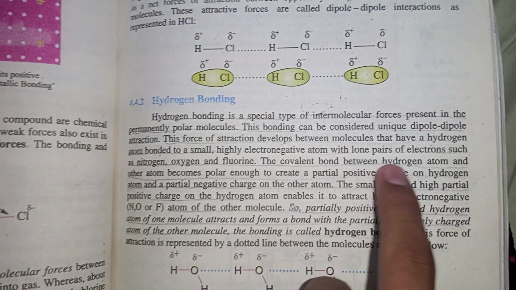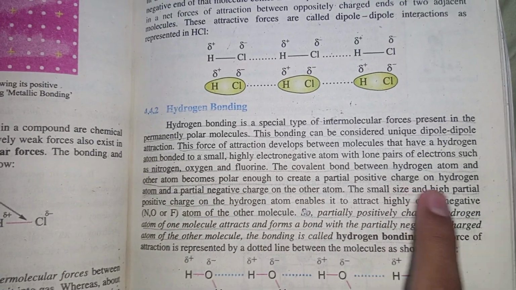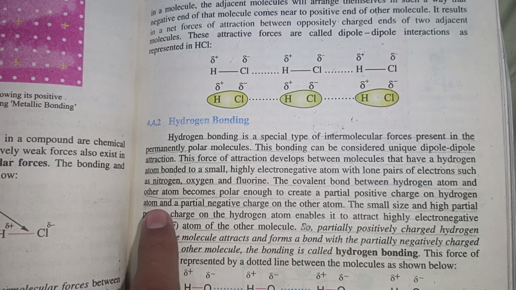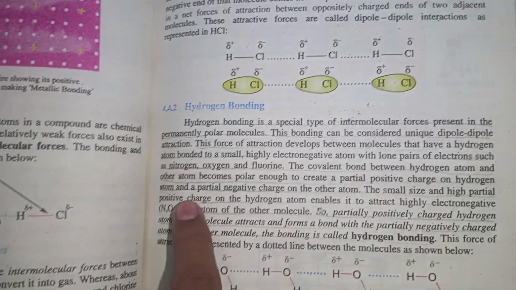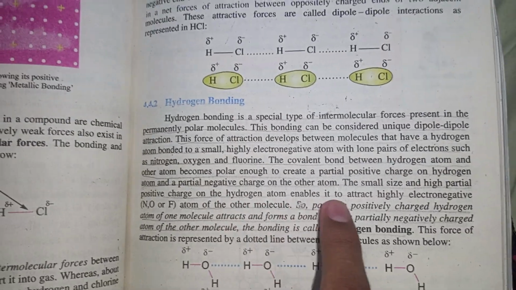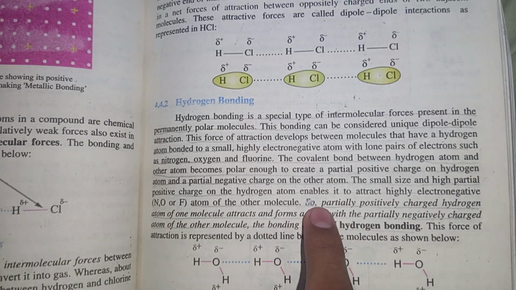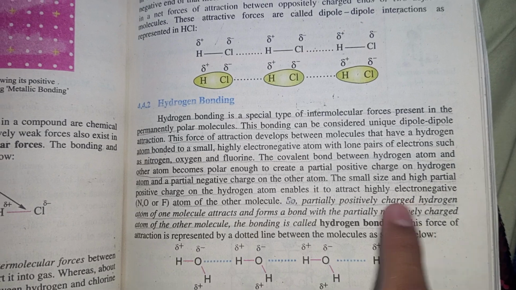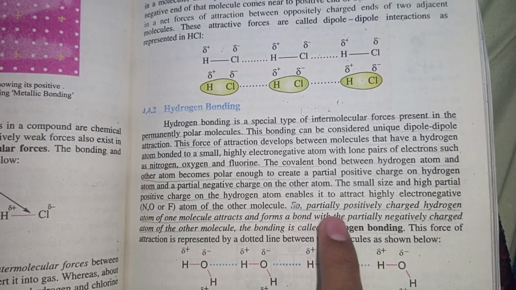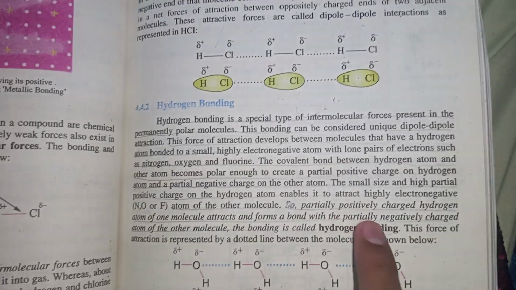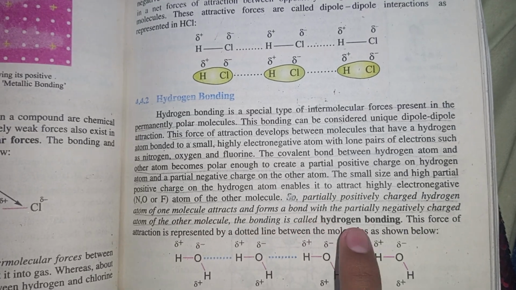The covalent bond between the hydrogen atom and the other atom becomes polar enough to create a partial positive charge on the hydrogen atom and a partial negative charge on the other atom. The small size and high partial positive charge on the hydrogen atom enables it to attract the highly electronegative atom of the other molecule. So, the partially positively charged hydrogen atom of a molecule attracts and forms a bond with the partially negatively charged atom of the other molecule. The bonding is called hydrogen bonding.